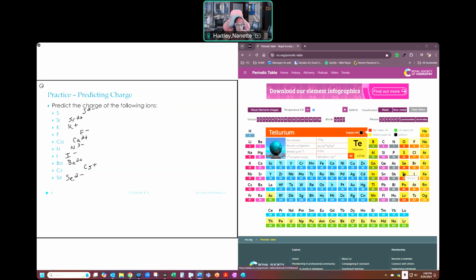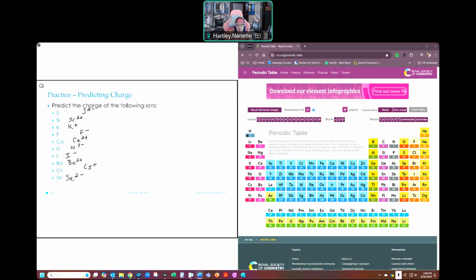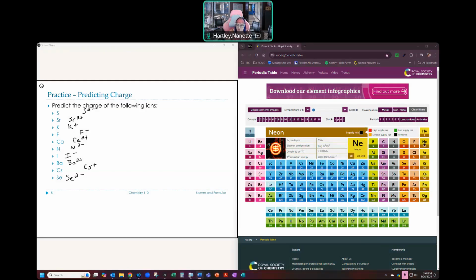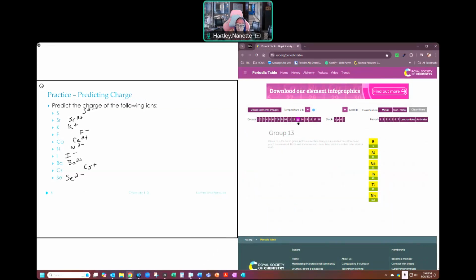Okay, so again, predicting main group elements. Main group meaning this guy, group 1, group 2, group 13, 14, 15, 16, 17, and 18 are the ones that I would expect us to be able to predict. Those are things that you should be able to predict based on their position in the table. Okay? Cool with that.